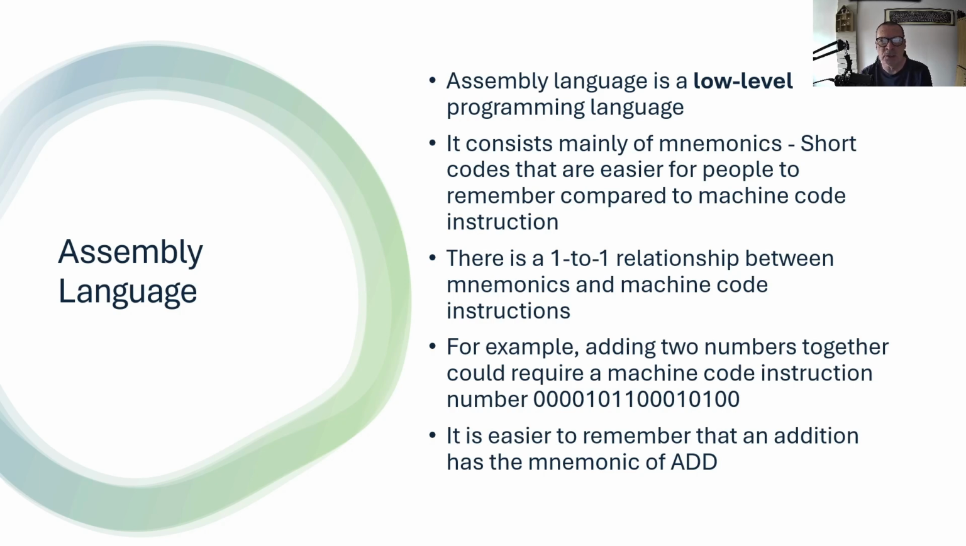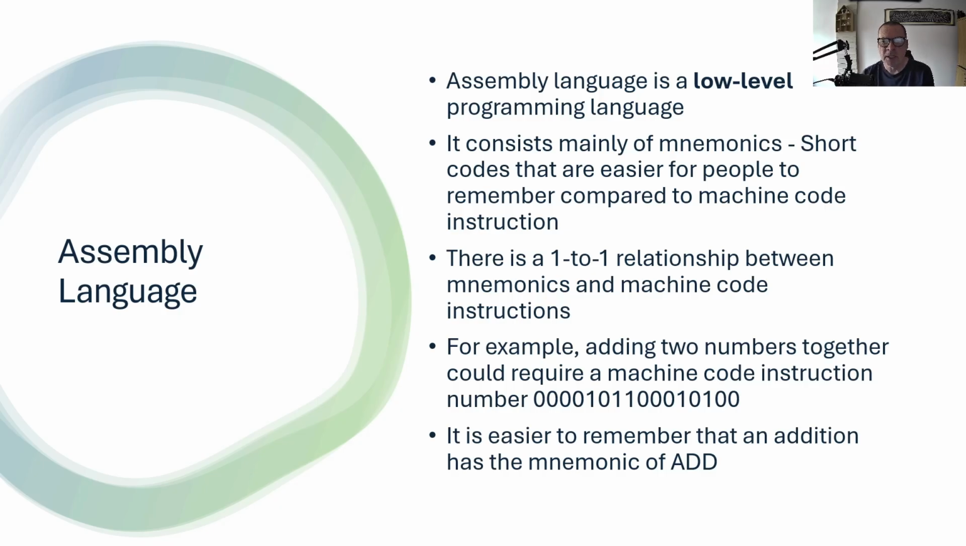Now, machine code is just numbers. It's binary coded numbers that the machine uses, and that's difficult for humans to remember. So it's replaced in assembly language with mnemonics. So it's a short code that's easier to remember. There's a one-to-one relationship between the mnemonics and the machine code.